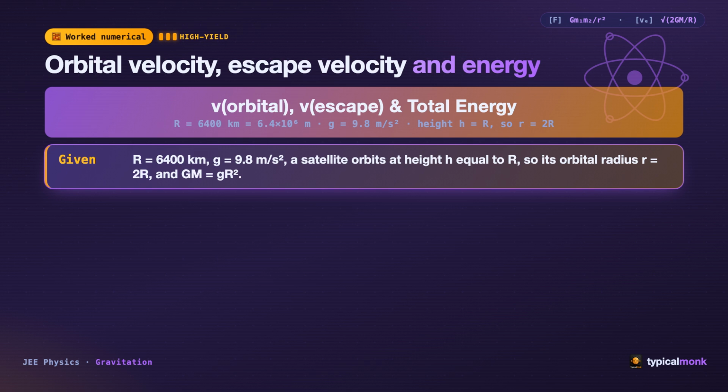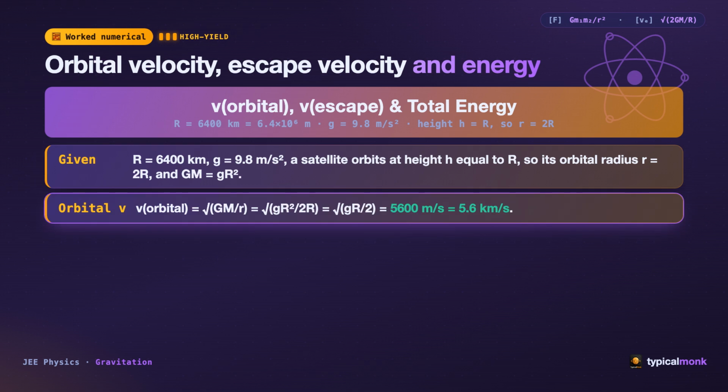Write down what is given. R equals 6,400 kilometers. g equals 9.8 meters per second squared. The height h equals R, so the orbital radius r equals 2R. And remember the useful substitution GM equals gR squared.